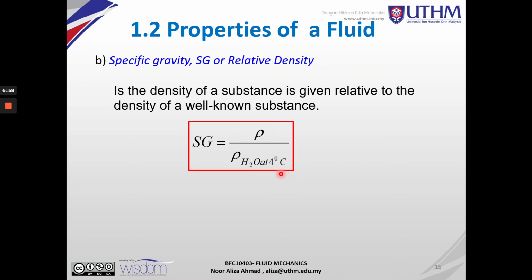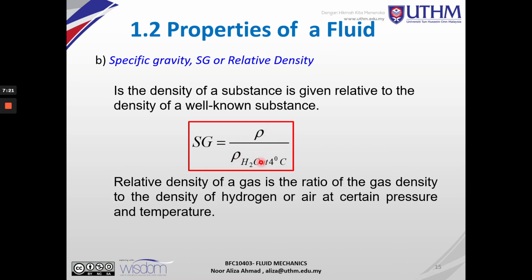We use this equation for the question in example 1.1. The specific gravity is the density of a substance given relative to the density of a well-known substance. So Sg is equal to the density of liquid divided by the density of water. The relative density of a gas is the ratio of the gas density to the density of hydrogen or air at certain pressure and temperature. Relative density is dimensionless, so there is no unit.